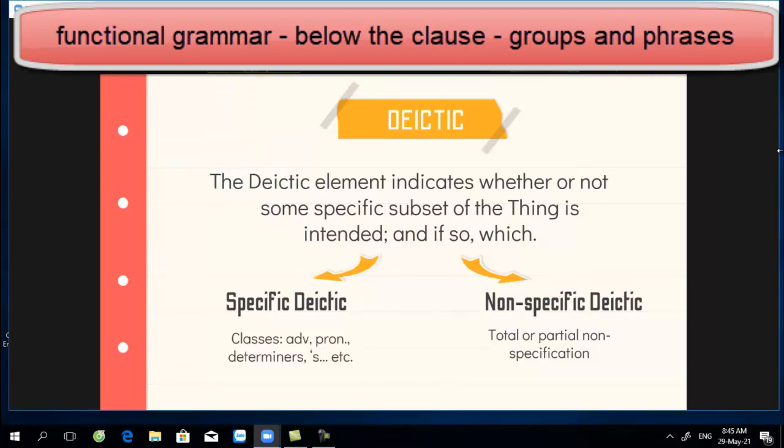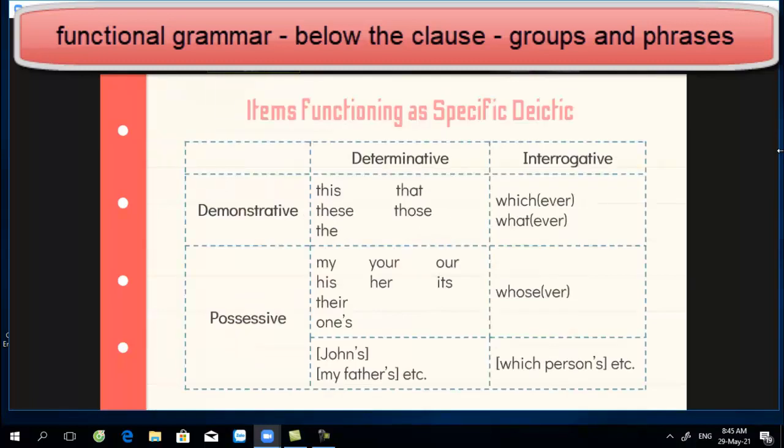So as you can see, there are two types of deictic, specific deictic and non-specific deictic. And these items function as specific deictic: demonstrative and possessive. For example, this, that, these, those, and the. About possessive: my, your, our, his, her, its, their, one's, whosever, which person.